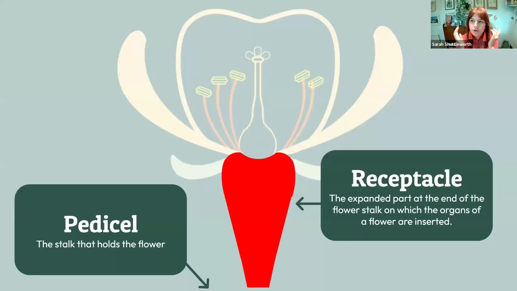As I mentioned, we're going to start from the top part of the plant, that is the flower, and we're going to start from the base of the flower, working up and into the centre of it. It always starts from the outside in when you're learning about floral anatomy.